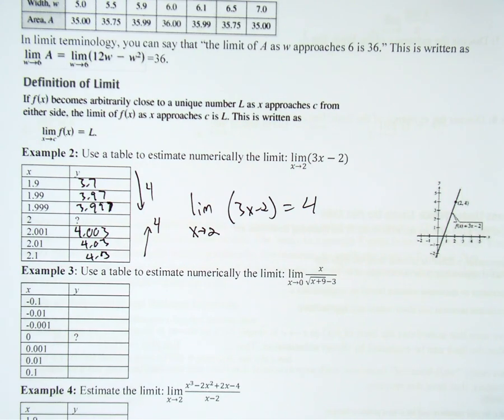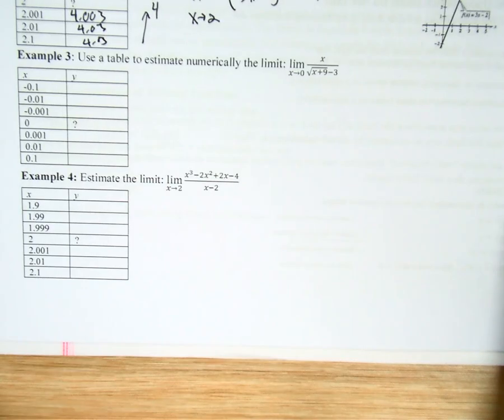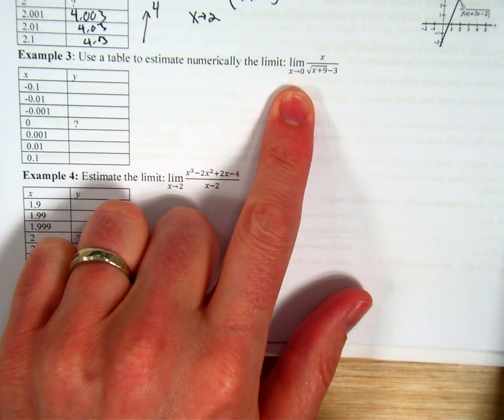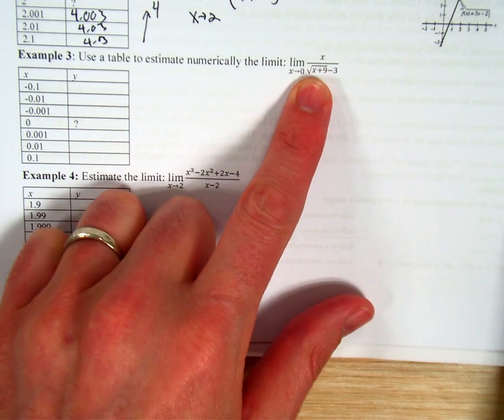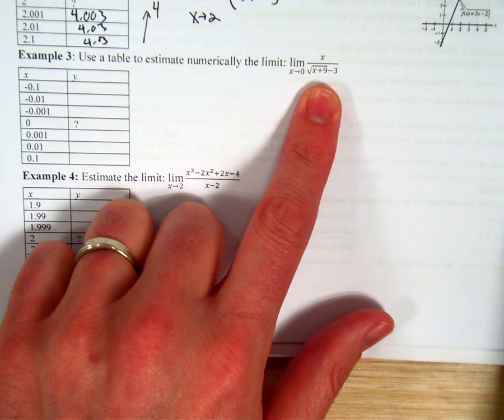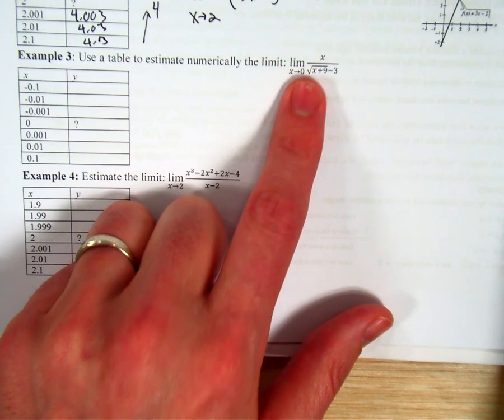Okay. What if you had the next one? You could probably do the next 2 on your own. Well, we'll start with this one. Limit as x goes to 0 of x over square root of x plus 9 minus 3. Note that the x plus 9 is inside the square root and the minus 3 is not. So you have to be careful typing that in.